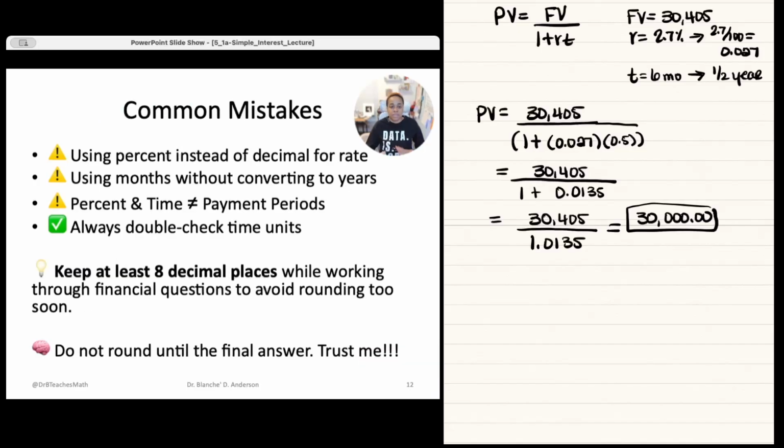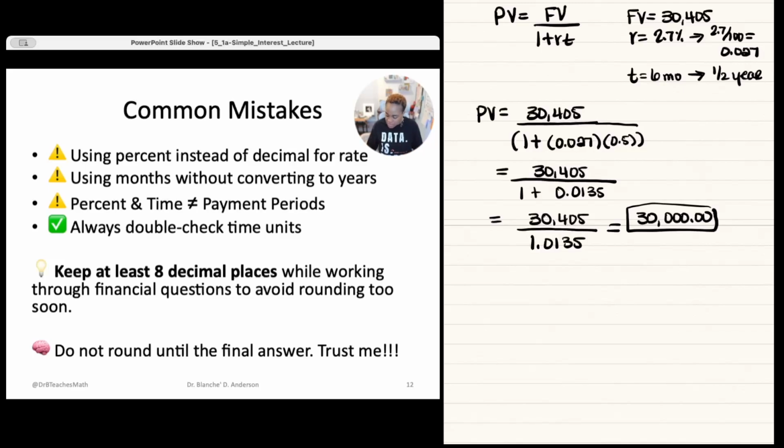So just some common things to look out for. Don't forget, convert your percent to a decimal before you plug it in that formula. Don't plug it in there as a percent. Even if you're using your calculator, convert it to a decimal. If you're using months, turn it into years. If it's 6 months, 6 out of 12. If it's 9 months, 9 out of 12. If it's 2 months, 2 out of 12. Convert it to years. Your percent and time must be matched to your payment periods. Those have to match. You'll see that later.